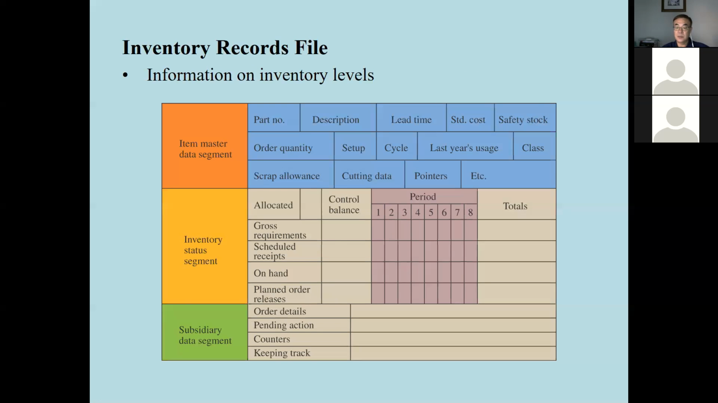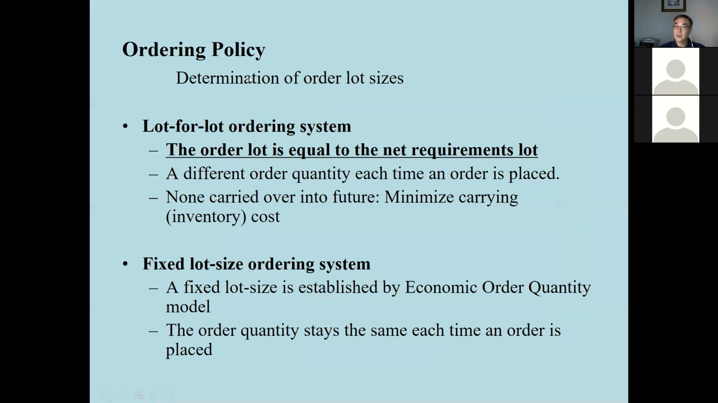And the last required file, inventory record file. This one shows if there is inventory on hand, and if there is a scheduled receipt already scheduled, and then when it will come. So using three required files, then we can run the MRP system. And then ordering policy: lot for lot and fixed lot.